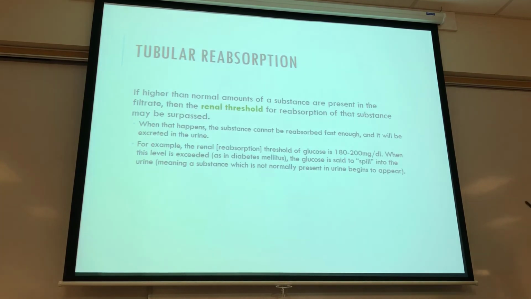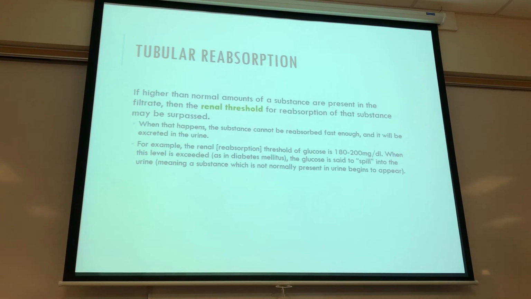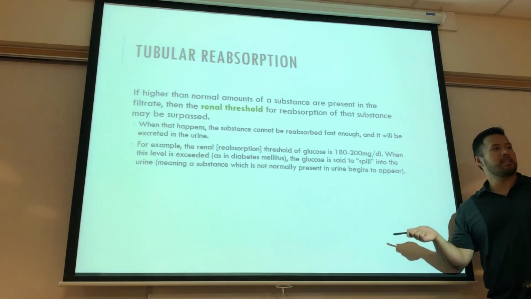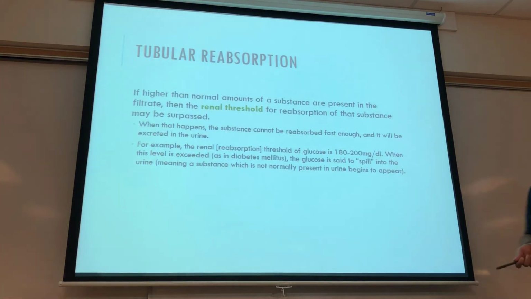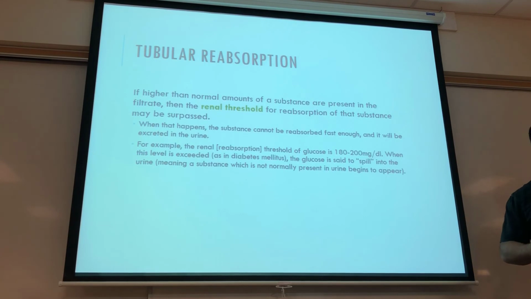The principle behind this, and there's a lot of text here, tubular reabsorption, is basically saying that if you've got too much stuff and the nephron can't absorb it, it's going to get peed out. That's basically all it's saying. If higher than normal amounts of a substance are present in the filtrate, then the renal threshold for reabsorption of that substance may be surpassed. That's all that's saying, is that if we can't reabsorb it fast enough, we eliminate it through urination.